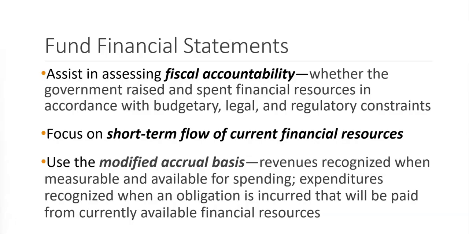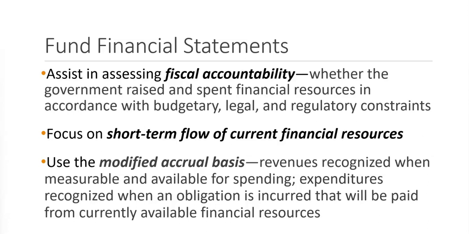This video continues chapter 1 in government and nonprofit accounting. So the other type of financial statements we have are fund financial statements, which are individual funds that the government works on. The things that we're looking for when we look at these financial statements are, again, fiscal accountability.